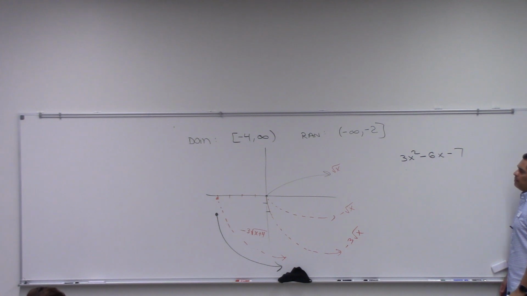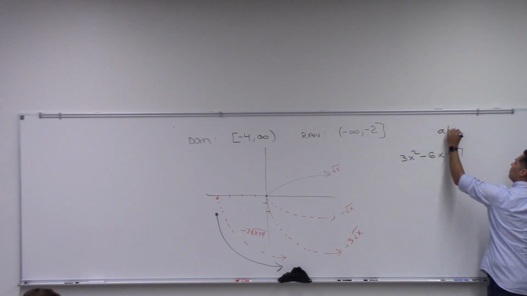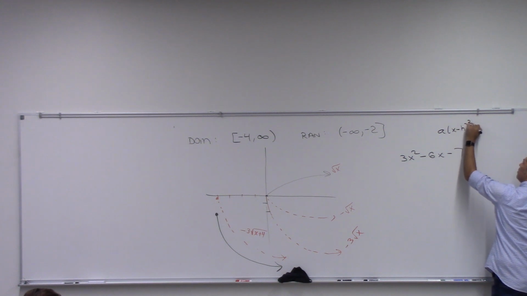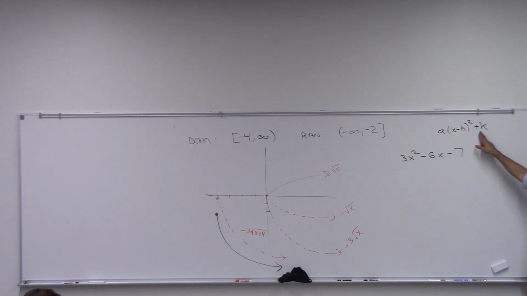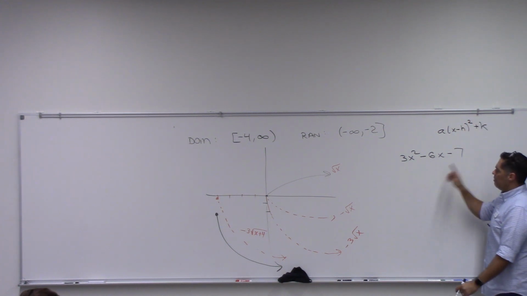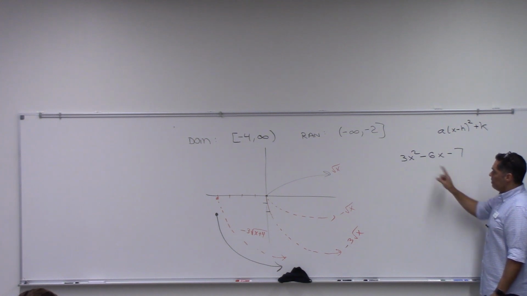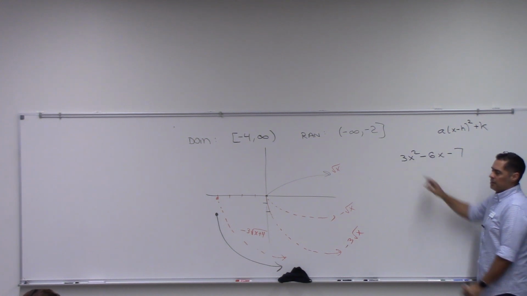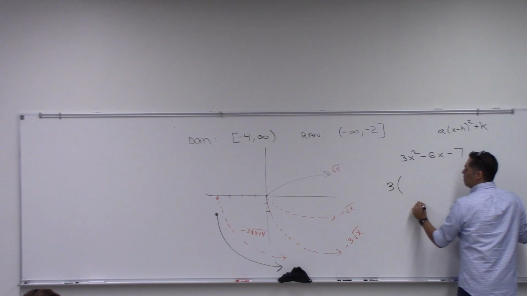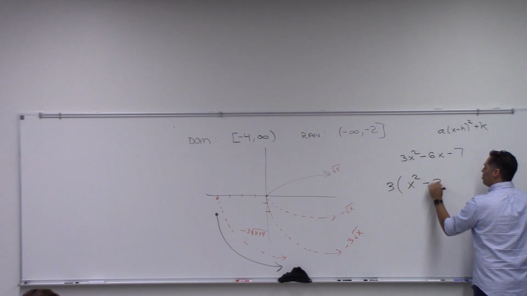Let me do it by completing the square, because that's the way I did it in class, all right? So I've got to turn it into that form a times x minus h squared plus k. I've got to make it look like that. So to do that, I complete the square. First step to completing the square is making sure that that's a 1. It's not. So I pull a 3 out. I'm left with x squared minus 2x.